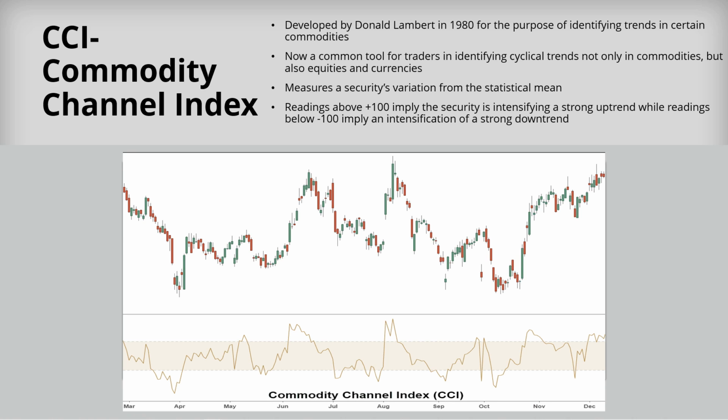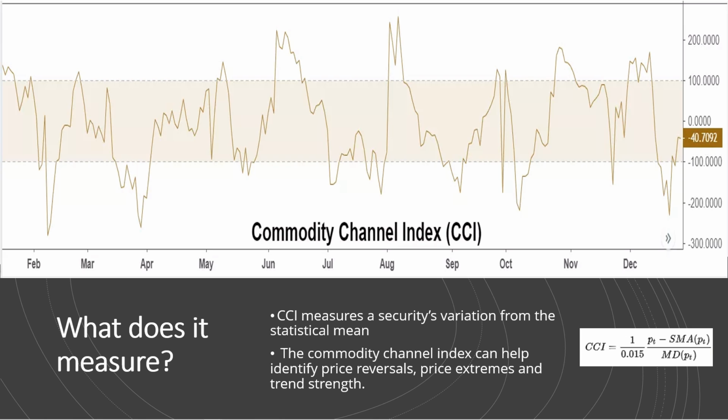Let's get a little deeper into it, guys, because that's all this is. There's the formula for you nerds if you want to get into it. No, all joking aside, a lot of my engineers like this stuff, but there's the calculation there. It just takes an average of the 20 days here. So the Commodity Channel Index can help identify price reversals, price extremes, and trend strength.